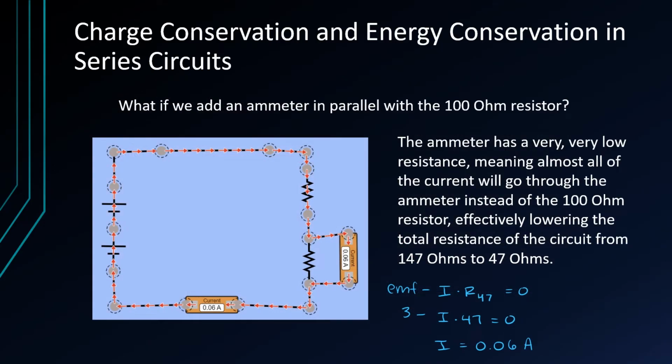We add an ammeter in parallel with the 100 ohm resistor. The ammeter has a very, very low resistance in contrast to the voltmeter, meaning that almost all of the current will go through the ammeter instead of the 100 ohm resistor, effectively lowering the total resistance of the circuit from 147 ohms to 47 ohms. And we can see that the math checks out here. It should be 0.06 amps as the current, and it is according to the simulation.